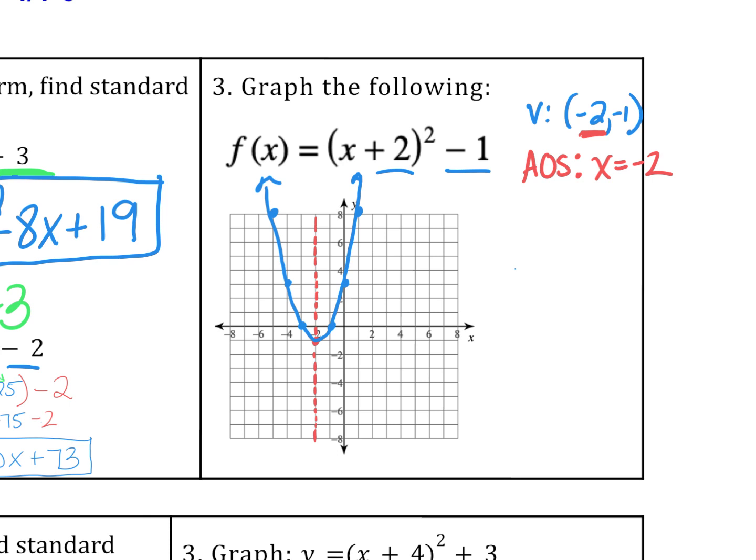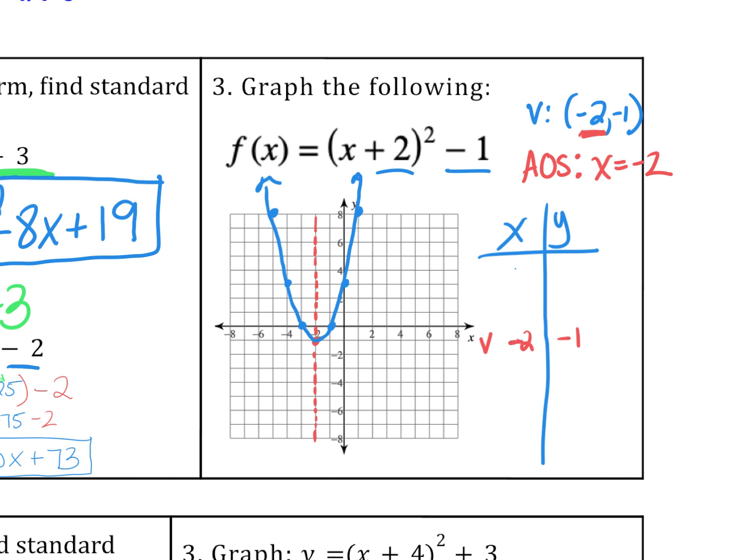Okay? Another way you can do this is an X and Y chart. And remember what Miss Yanis taught us? Where would we put the vertex in our chart? In the middle. So let's put our vertex right here: -2, -1.